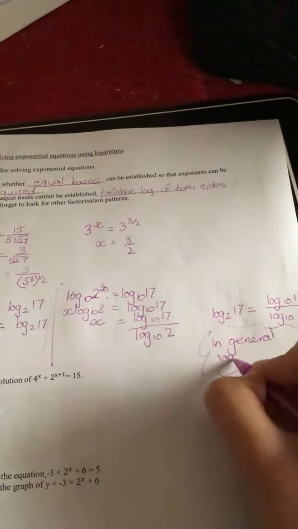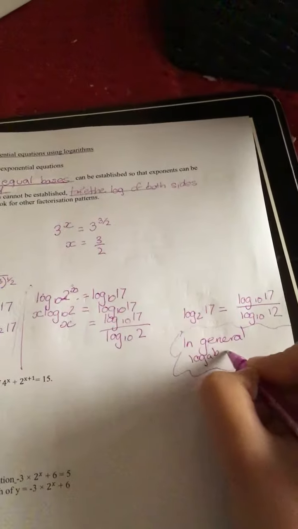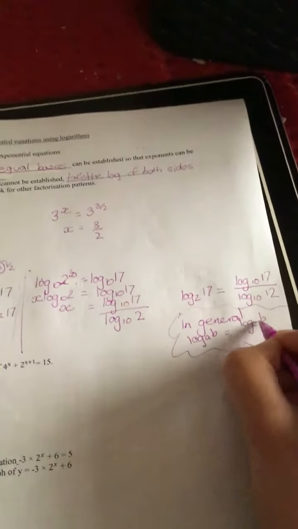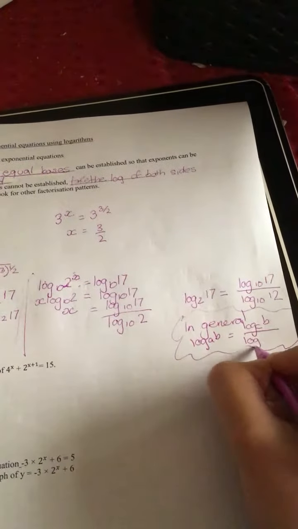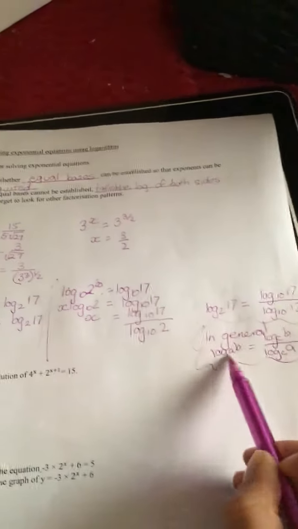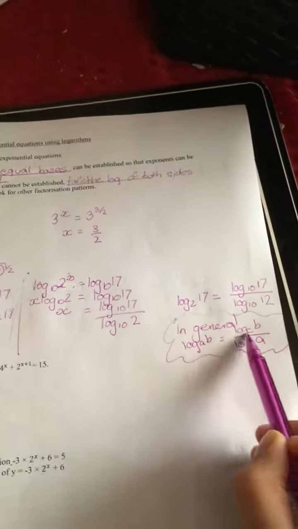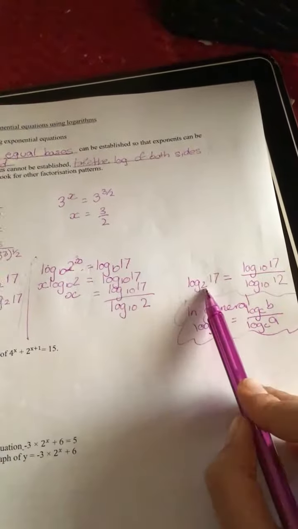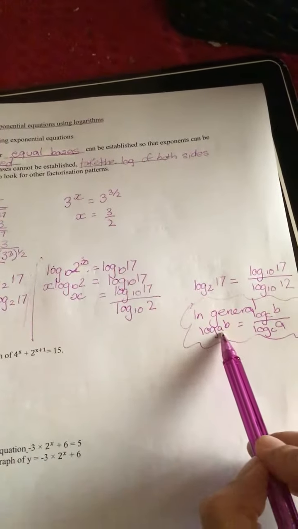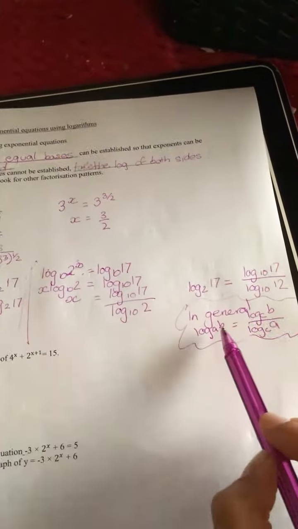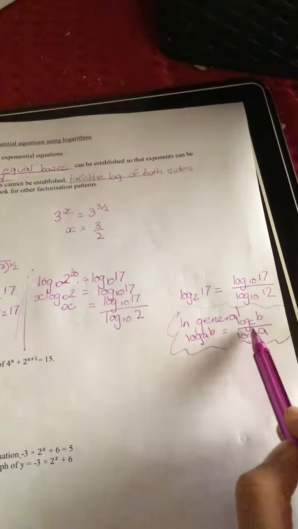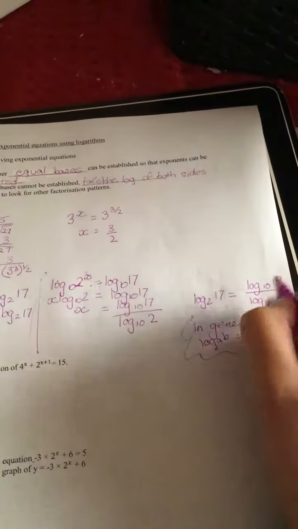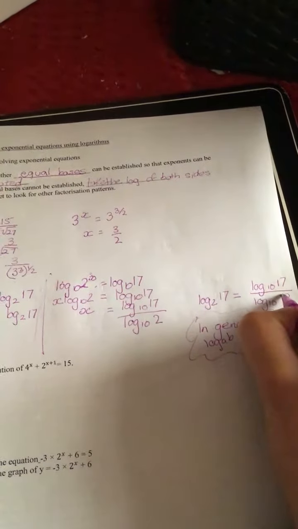If you've got log base A of B, that's going to equal the same as log base C of B over log base C of A, and it doesn't matter what C is. So that's an identity: log base A of B equals log base C of B over log base C of A. Doesn't matter what this C is as long as it's the same. So with this one, it's log base 2 of 17. A is 2, B is 17. That's going to equal log base C, which I set up here as 10, of 17 over log base 10 of 2. That should be a 2, not a 12. Base 10 of 2.